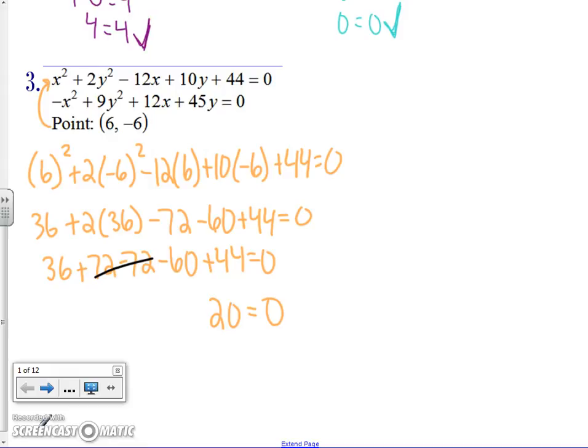So here we are looking at number 3. It does not matter which equation you picked to plug in the point of 6 and -6. I just chose the top one because my x squared was positive. So when I plug it in, I had to make sure I keep my -6 with my y and my 6 with my x. I end up with the statement of that 20 equals 0, and that is not true. 20 does not equal 0. Therefore, the point of 6 and -6, it is not a solution, okay? If I were to graph, this is actually 2 circles here. If I were to graph these two circles, they would not intersect at the point of 6 and -6.